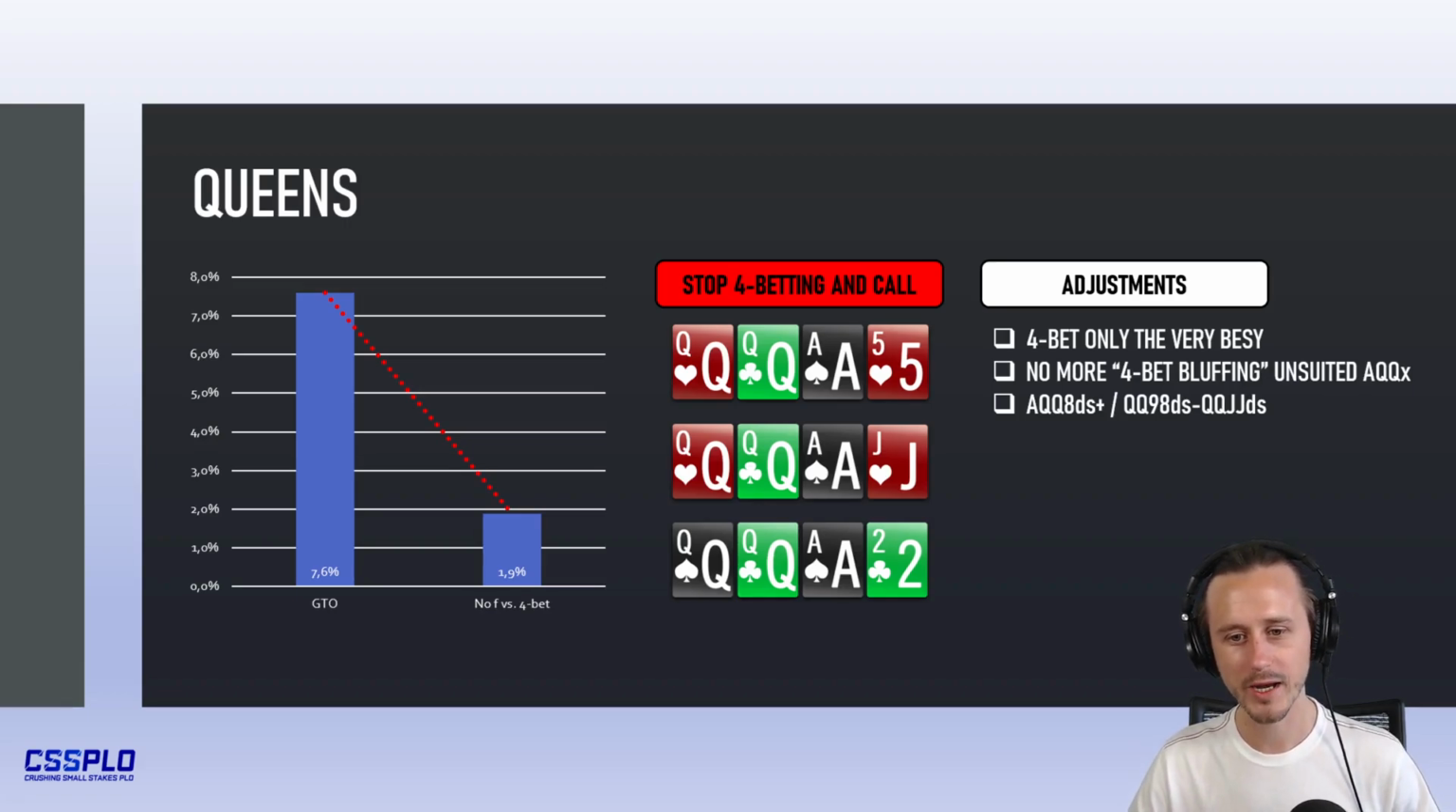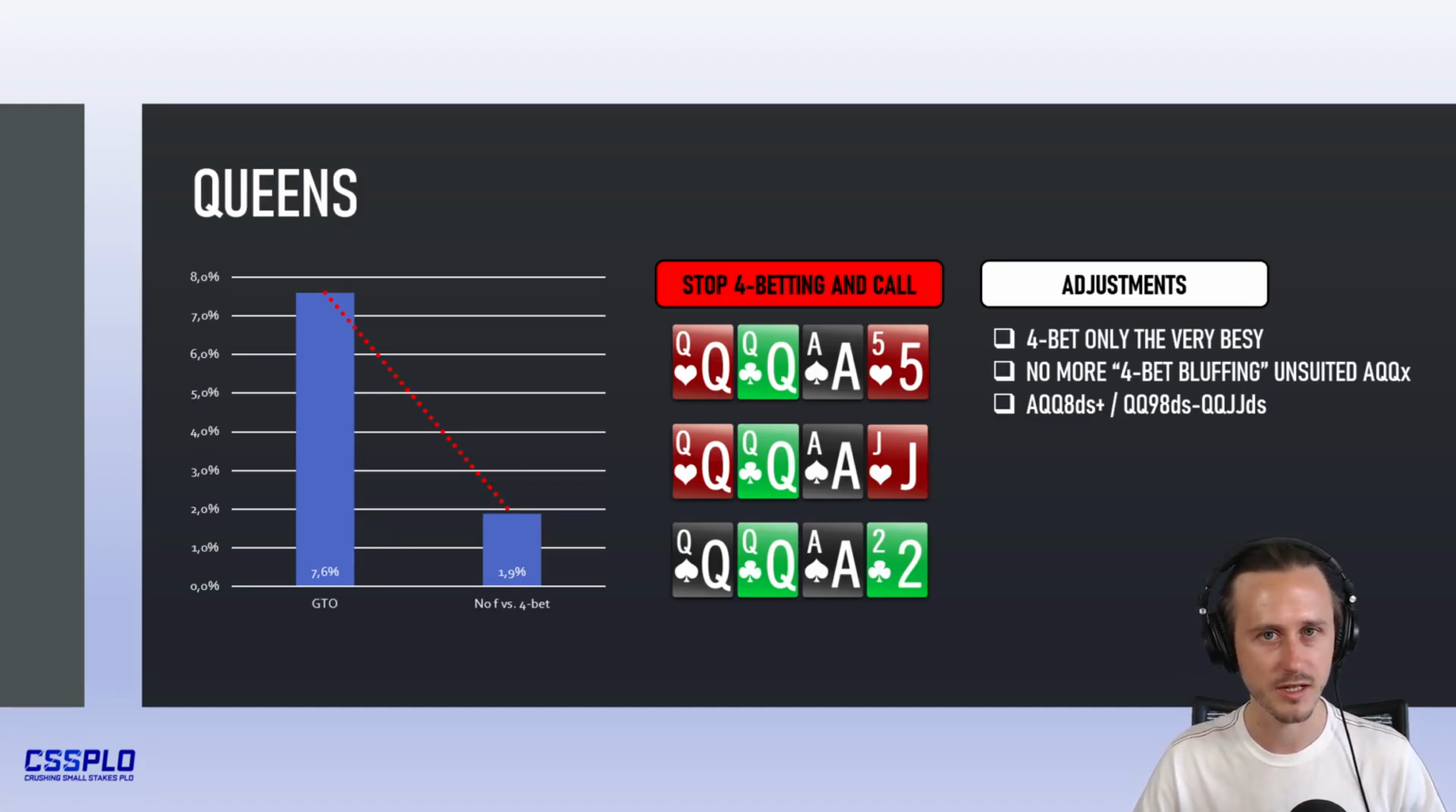We are now 4-betting ace, queen, queen, 8 double suited or better. And we are 4-betting queen, queen, 9, 8 double suited up until queen, queen, jack, jack double suited. So only the very best ones and connected double suited queens are capable of 4-betting here for value. There's no 4-bet bluffing anymore. Just call the ones that don't benefit from fold equity anymore, because there is no fold equity anymore. So just call them and only 4-bet the very strongest ones here.